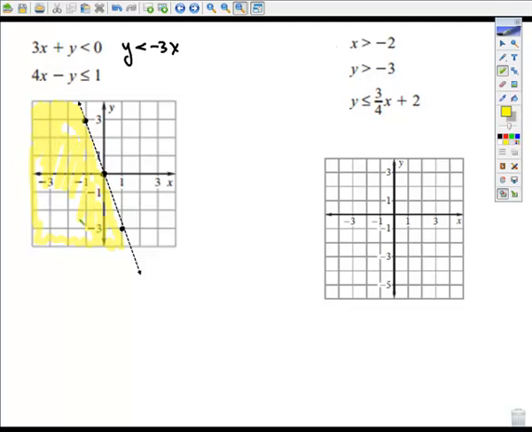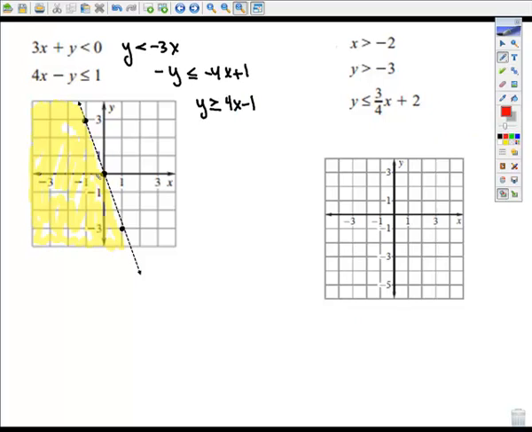And I'll just shade that in. Good enough. Okay, the next one, I'm going to go ahead and subtract the 4x, so I get a negative y is less than or equal to negative 4x plus 1 divided by the negative, but remember with an inequality that requires you to flip the inequality sign. So y is actually greater than or equal to positive 4x minus 1.